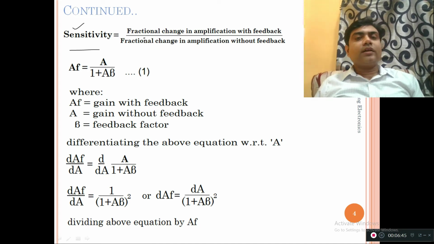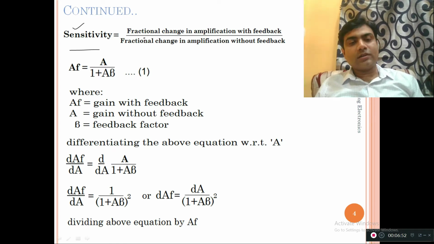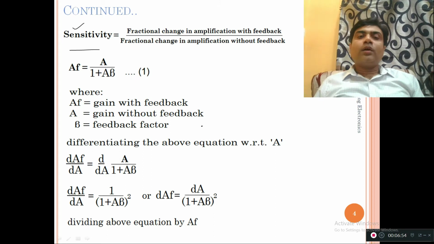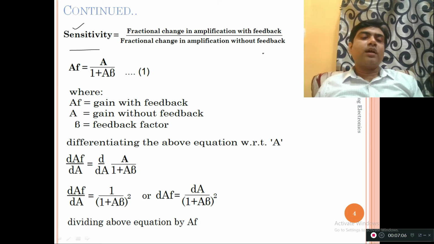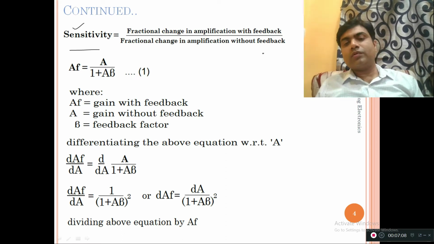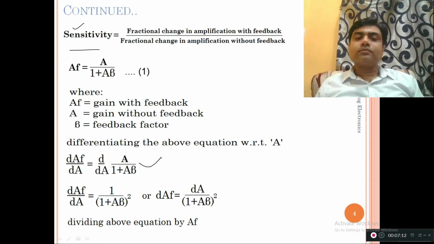Now, as we know that AF is A upon 1 plus A beta, where A is the gain without feedback, AF is the gain with feedback, and beta is nothing but the feedback factor. Now, if we want to observe the fractional change in the amplification with and without feedback, we definitely have to monitor the change with respect to the gain A. So here I am differentiating the above equation, equation number 1, with respect to A, and this leads me to this equation. And finally we can define this equation.